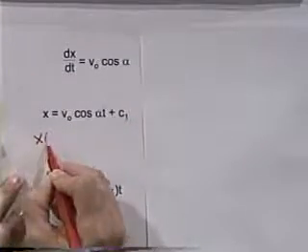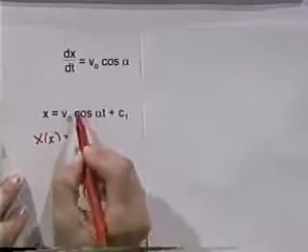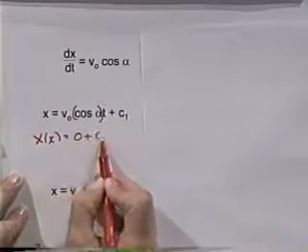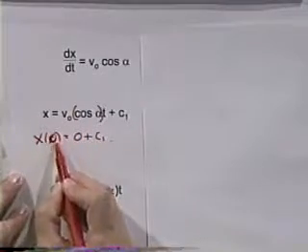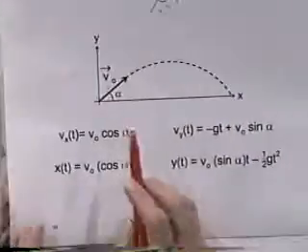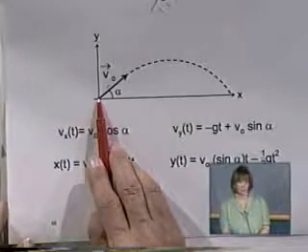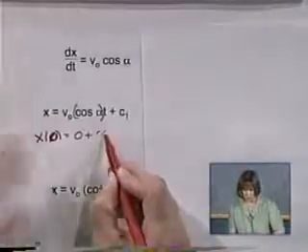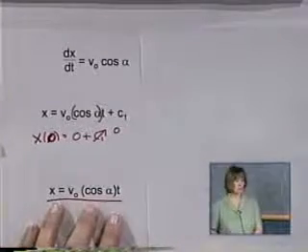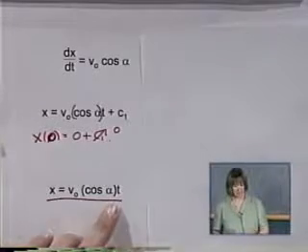But at t equals 0, plugging that in, I get all of this. Now this is cosine of alpha times t, so I get 0 plus C1. So I say, at t equals 0, what is my x-coordinate? Well, remember, at t equals 0, where was the object? Right there at the origin. And so your x-coordinate was 0, and therefore C1 is 0. And this is how I would represent what my x-coordinate is at time t.